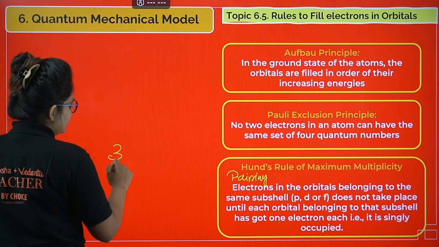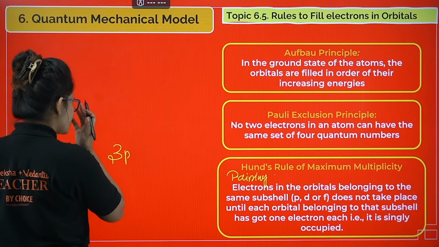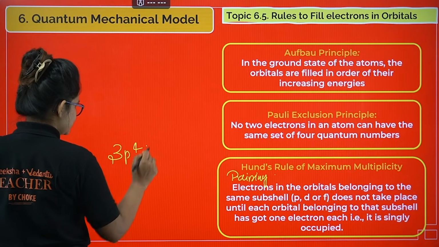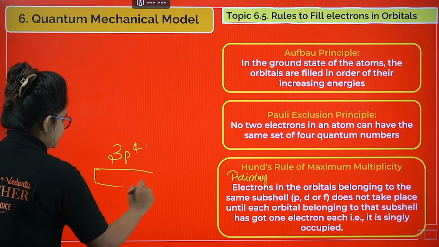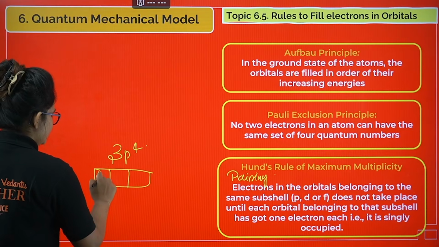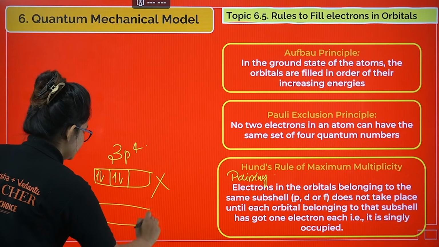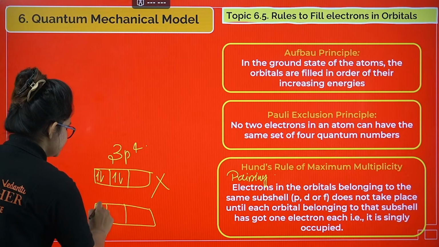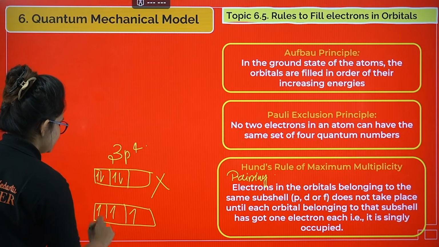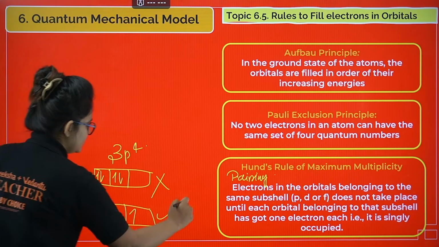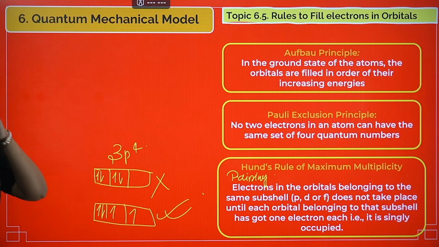Let's say I have a 3p4 system. I can do it like this: 1, 2, 3, 4. This is the wrong method. What is the correct method then? I have to give every orbital a single electron first, then I can pair up. Pairing up will take place once all the orbitals are occupied with a single electron.